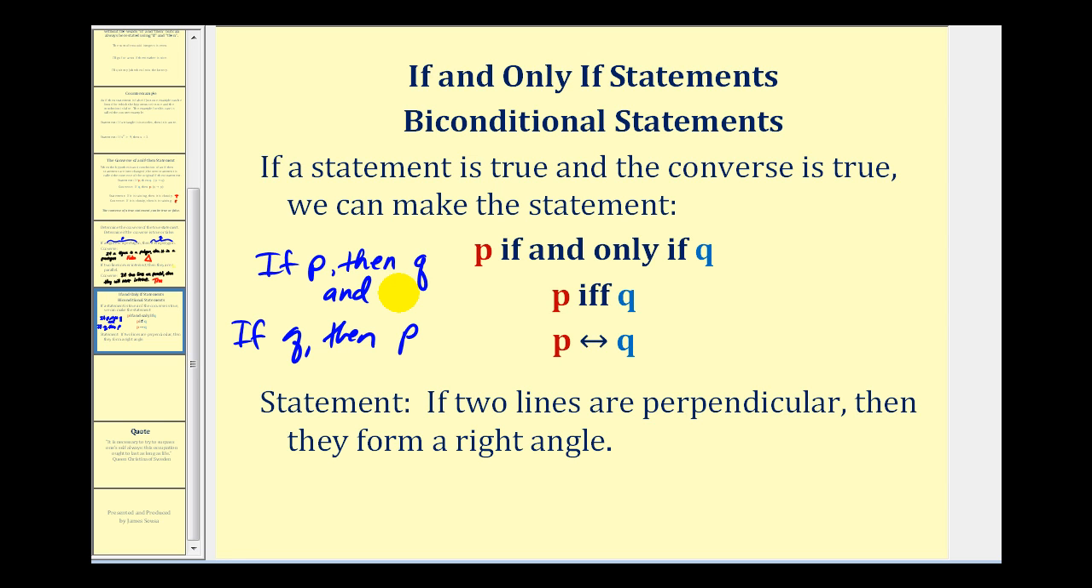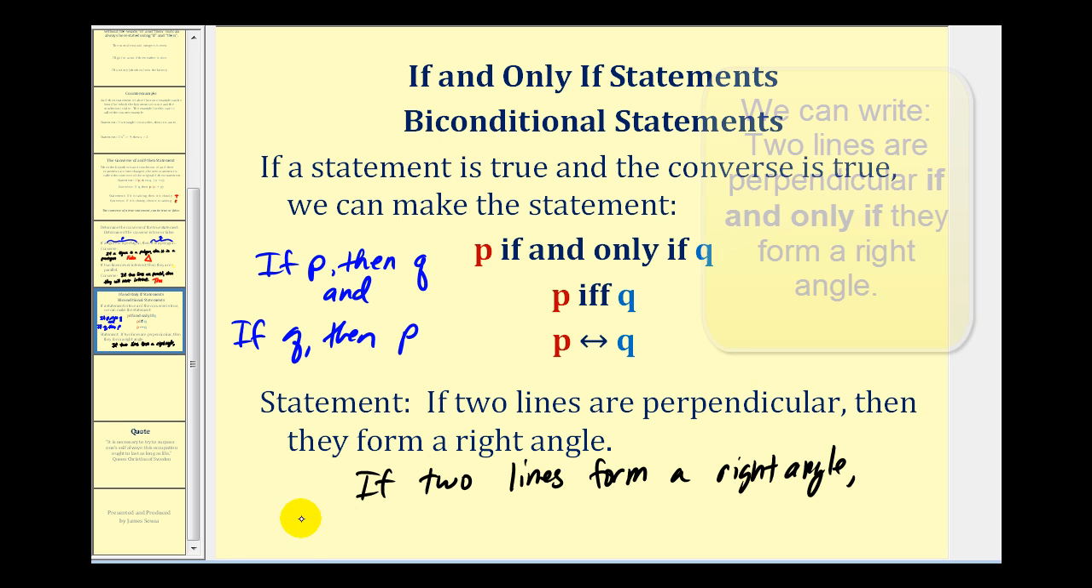And here's an example. If two lines are perpendicular, then they form a right angle. This is an if and only if statement because the given statement, if P then Q, is true, and it's also true that if two lines form a right angle, then the lines are perpendicular.